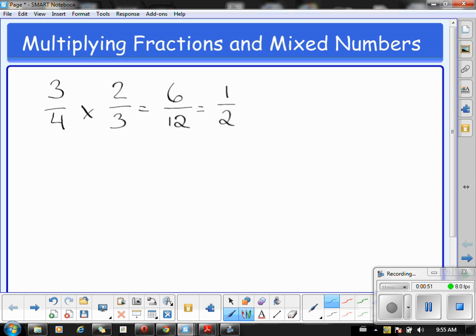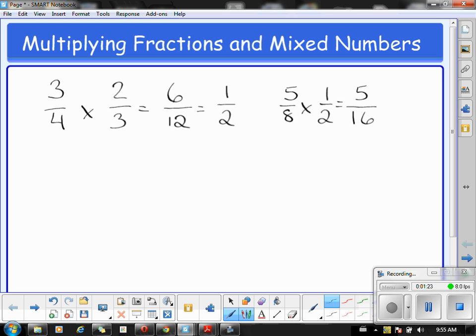So another one, if I have 5/8 times 1/2. The rule is you multiply numerator times numerator. 5 times 1 is 5. Denominator times denominator. 8 times 2 is 16. 5 over 16 can't be reduced. It's already a proper fraction, so it's in lowest terms.